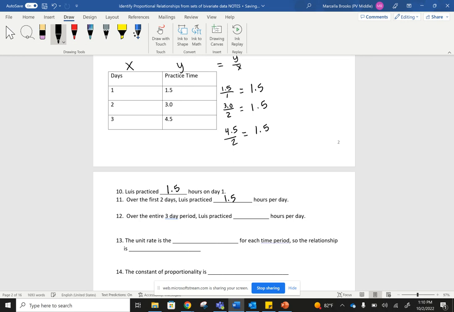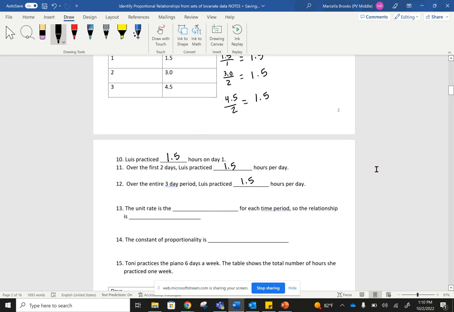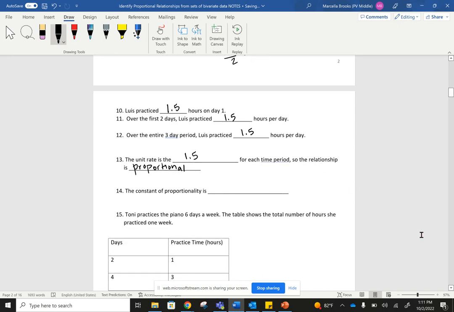And same thing on day 3. He added another 1.5 hours. So on day 1, he did 1.5. Day 2, he added another 1.5. Day 3, he added another 1.5. So the unit rate is 1.5 for each time period. So the relationship is proportional. The constant of proportionality, which is the same as the unit rate, is 1.5.